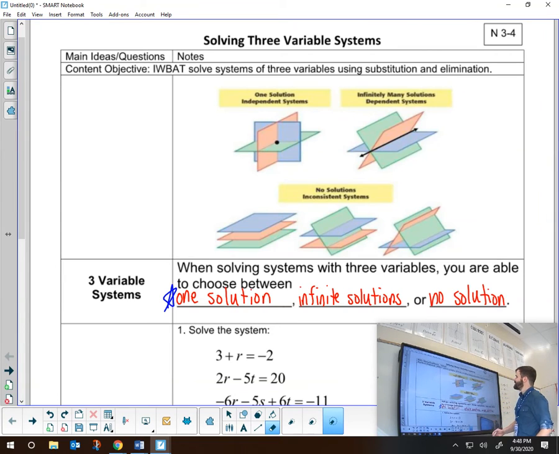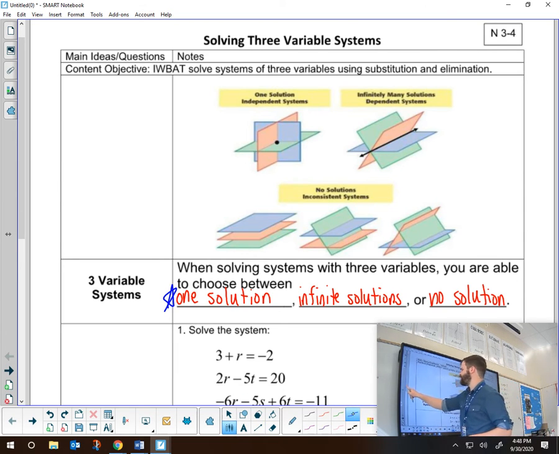Hey guys, today we are focusing on solving three variable systems. Before, we've only focused on two equations in a system of equations, but today we're going to have three equations. In three variable systems, we can have one solution, infinite solutions, or no solution. But for today, we are only going to be focusing on one solution.